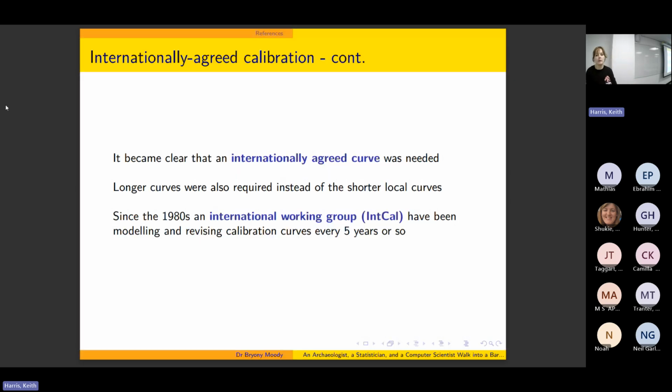So now we do have this international working group. This is INTCAL, who have been working on modelling and revising every 5 years or so. I think the most recent one took a little bit longer, but the most recent one was INTCAL20. So there's colleagues at Sheffield who still work on this and have historically worked on it, and other colleagues that have left Sheffield and gone on to Leeds who are still working on it as well. But it's had a home at Sheffield for a while now.